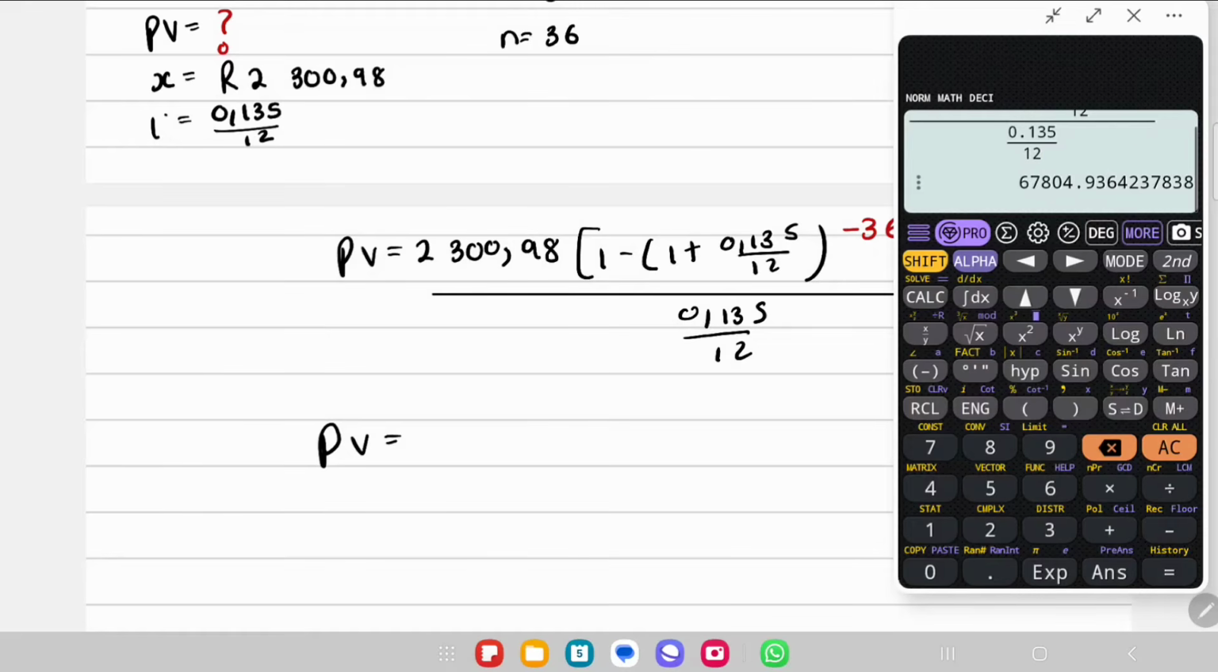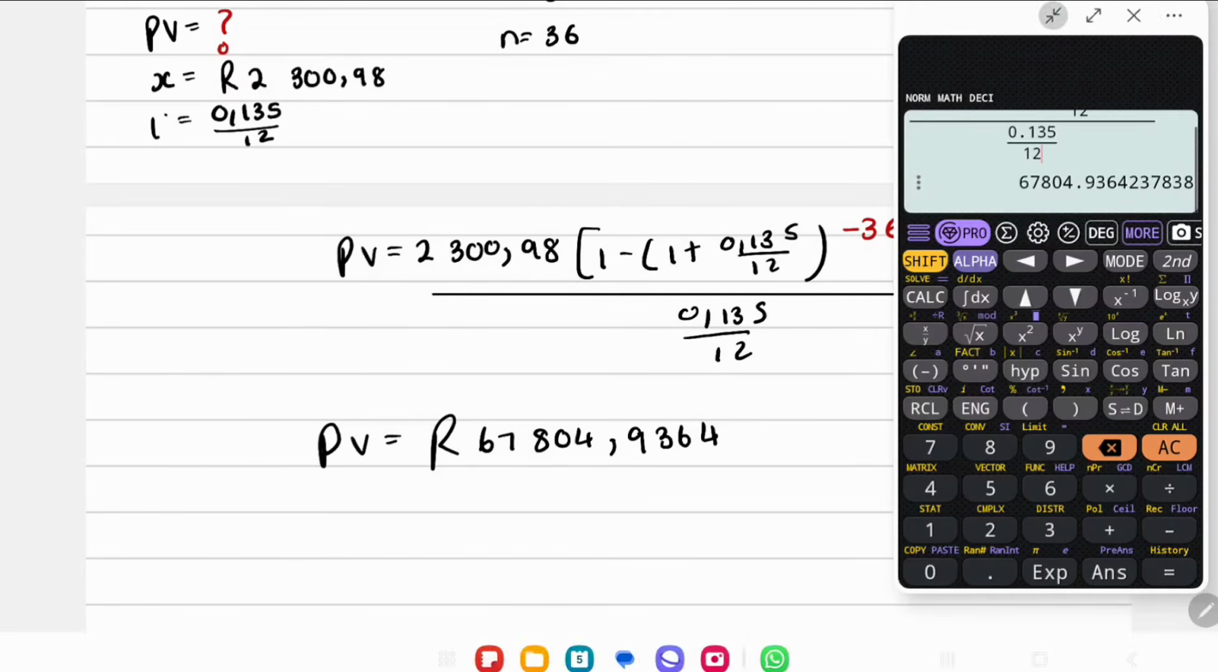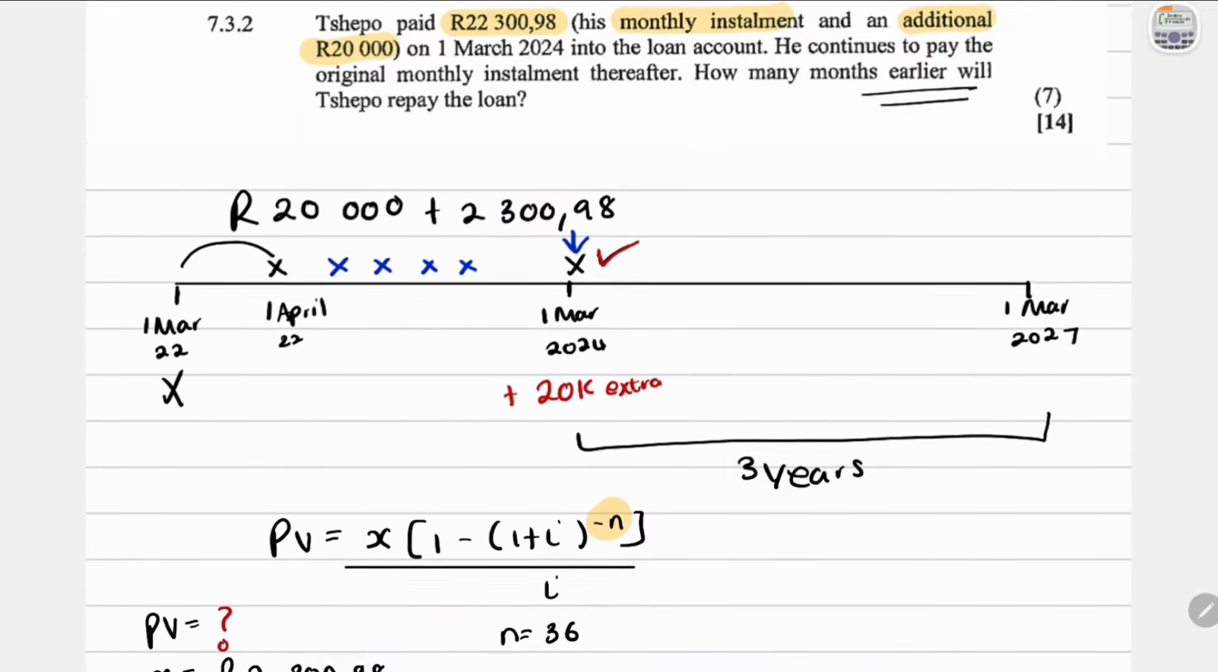Okay, and when I punch that in, I get exactly, oh, I don't like to round off here, but let's just keep 4 decimals. We can't go wrong there. So 67,804.9364. I'm keeping 4 decimals because this is not our final answer. Okay, so we know how much he owes after 2 years.